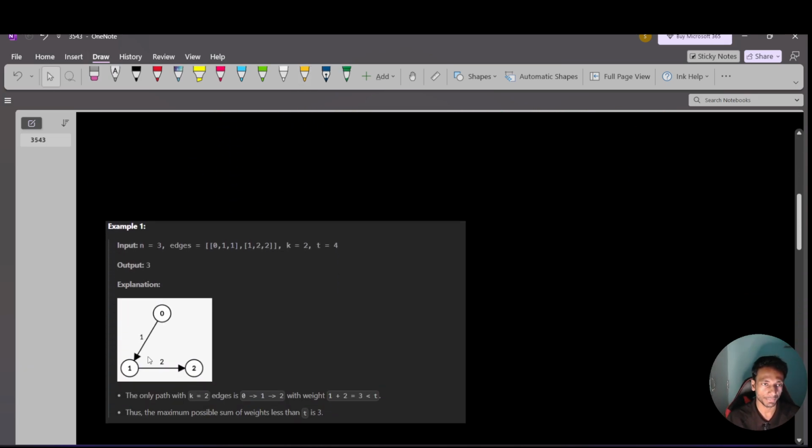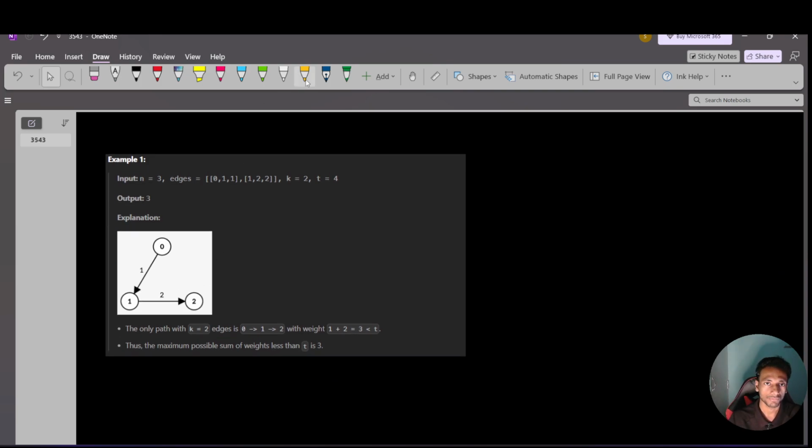Let's go to example 1. Here n is equal to 3, so we have 3 nodes, 0, 1, 2, labeled 0 to n minus 1. Two edges are there. One is from 0 to 1 with weight 1, so u, v, w is 0, 1, 1. The next edge is from 1 to 2, and the weight is 2.